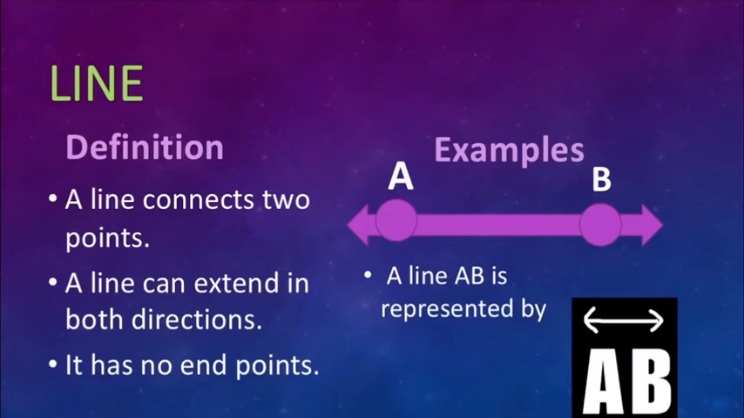Next is line. What is a line? A line connects 2 points. As you can see in the example, we have 2 points A and B, and these 2 points are connected by a straight line. This line can extend in both directions and it has no end points.